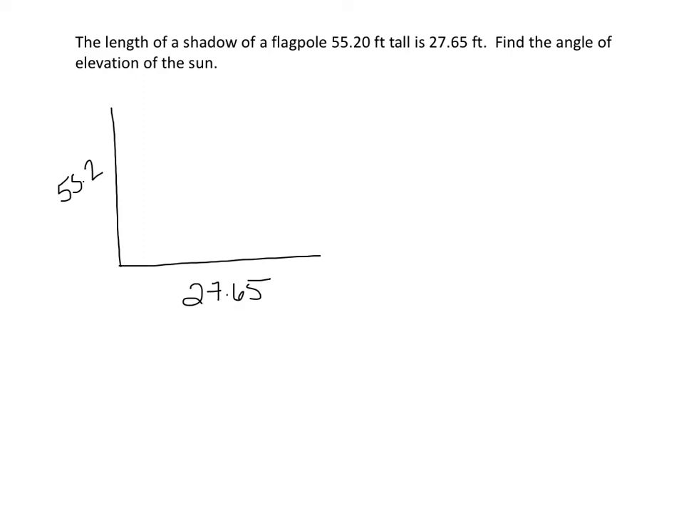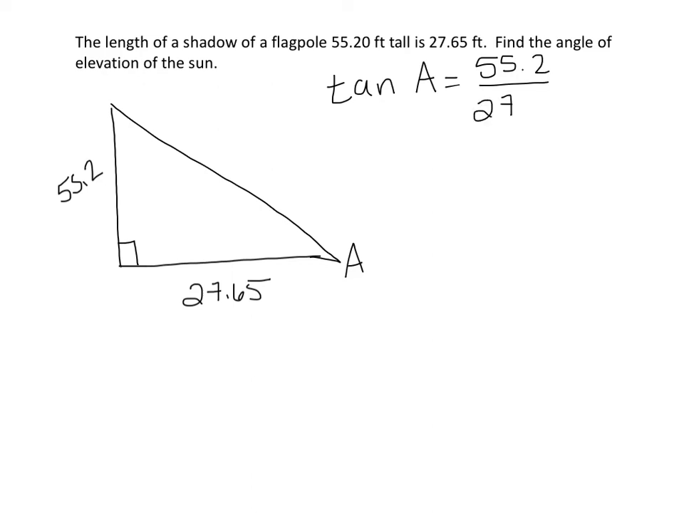Remember, angle of elevation comes up from a horizontal. So there's your horizontal, and the angle of elevation needs to come up. So this is your hypotenuse, and we're looking for this angle. We will always assume that flagpoles are perpendicular to the ground. So I've got angle A, I've got the side opposite, and the side adjacent. So that means I need to use the tangent function. So the tangent of angle A is 55.2 over 27.65.